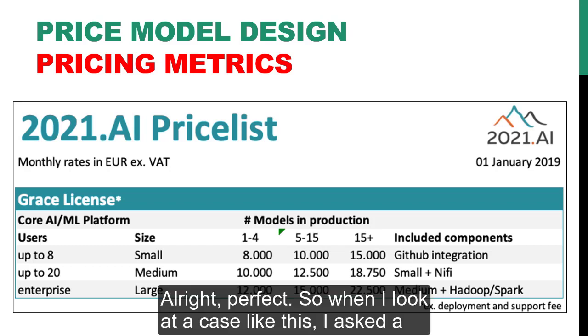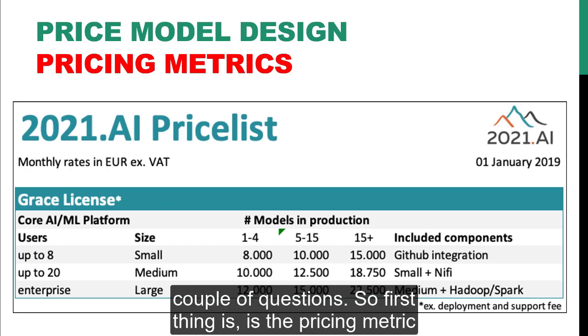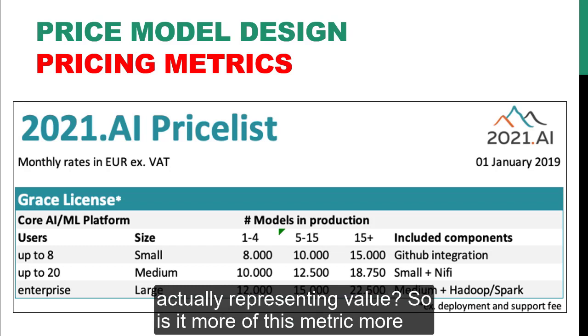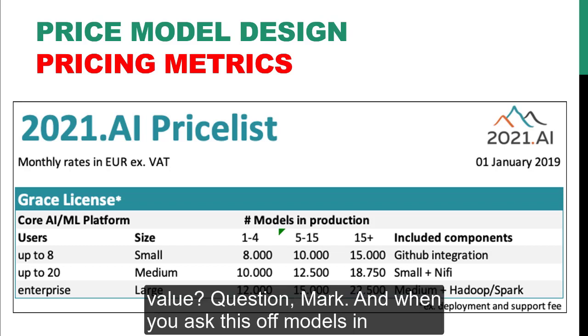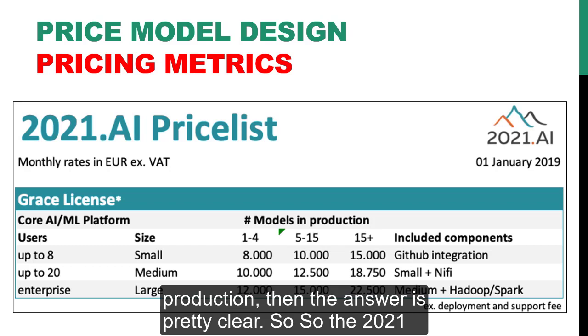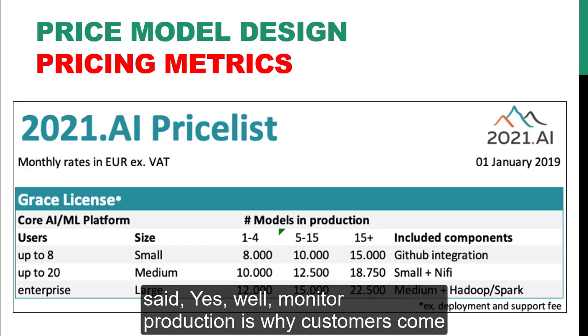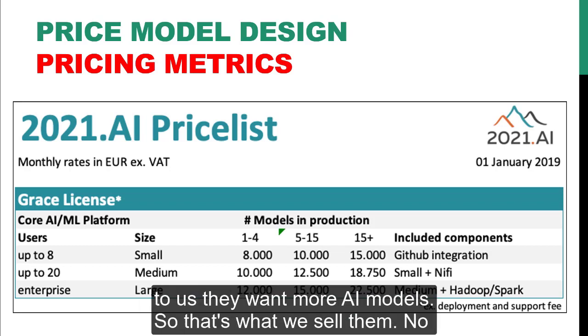All right, perfect. So when I look at a case like this, I ask a couple of questions. So first, is the pricing metric actually representing value? So is it more of this metric, more value? Question mark. And when you ask this of models in production, then the answer is pretty clear. So the 2021 said, yes, well, models in production is why customers come to us. They want more AI models.